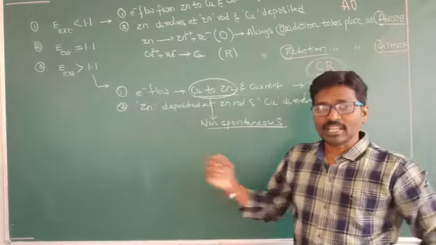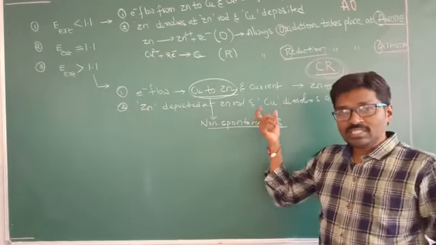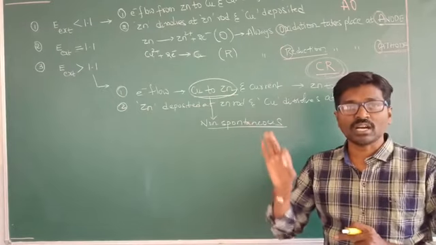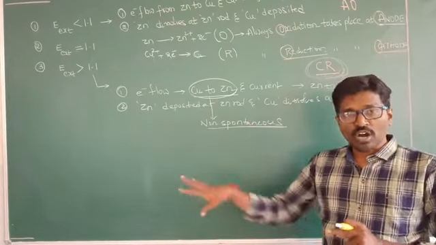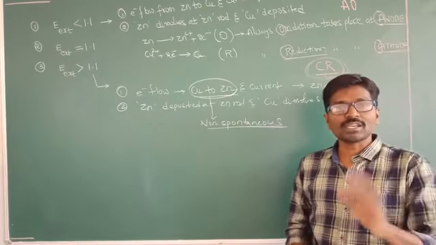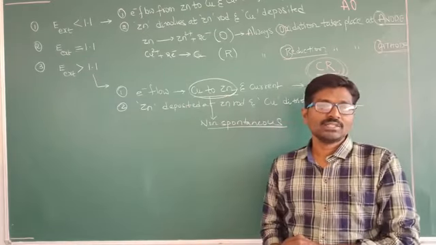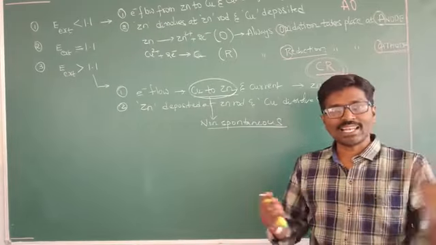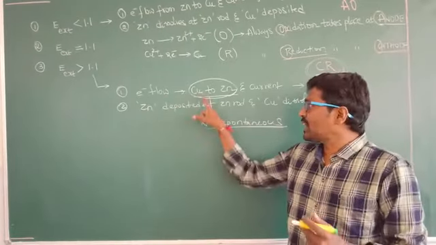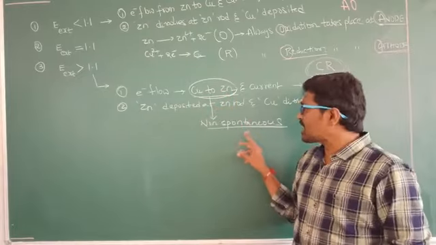Non-spontaneous means these reactions are not going to occur on their own. If you want such a reaction to occur, we have to supply some external energy. Only if we supply that external energy do we observe the flow of electrons from copper to zinc. So that's why it is a non-spontaneous one.